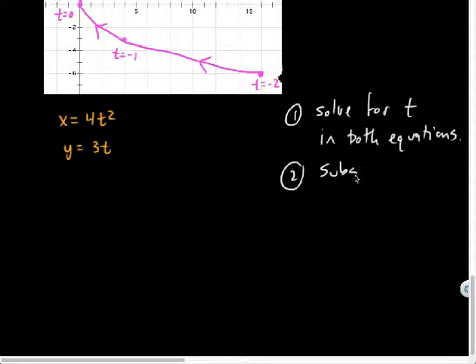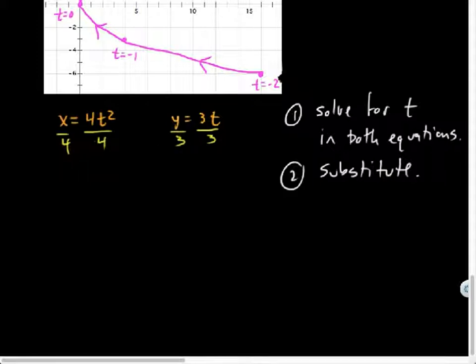And then substitute. Right. So, for my first equation, x equals 4t squared. Actually, maybe I'm just going to write it over here, y equals 3t. That's what I'll do, make some space for me because I'm running out of room here at the bottom of my page. So, if I want to solve this for t, I would start by dividing both sides by 4. And here I divide both sides by 3 for the y.